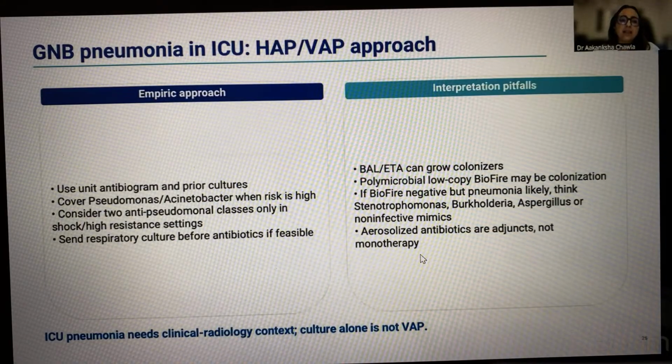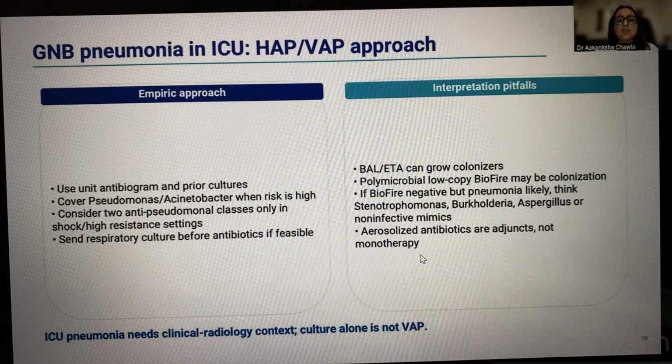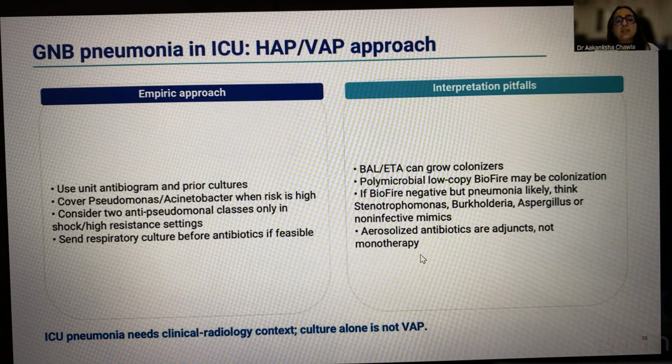Then the next gram-negative infections we're going to look at are in the lung, that is your HAP and VAP. So again, the empiric approach: like I said, the antibiogram is not just for HAP and VAP, it is for any infection in your ICU. You must not forget your local antibiogram. You cover for Pseudomonas and Acinetobacter when the risk is high, and use 2 anti-Pseudomonal classes only when there is shock or you're dealing with a patient in a high resistance setting.